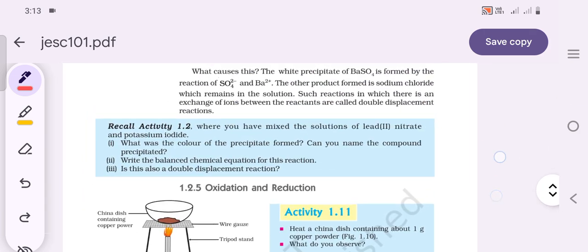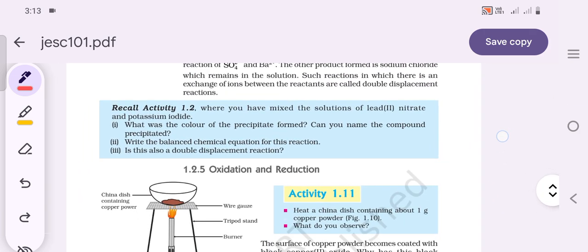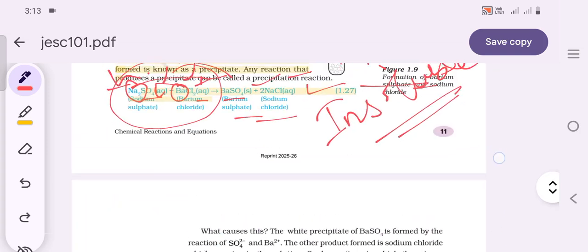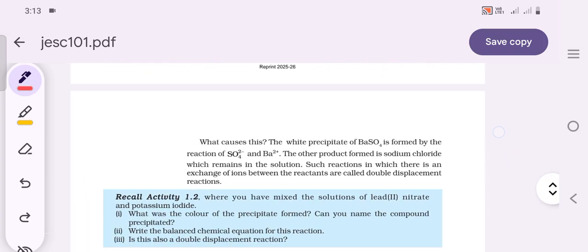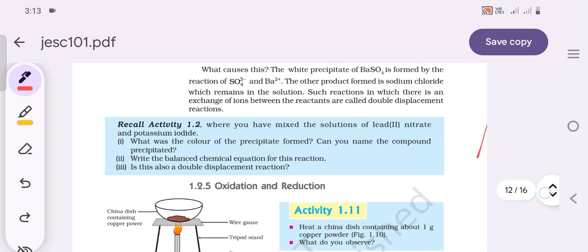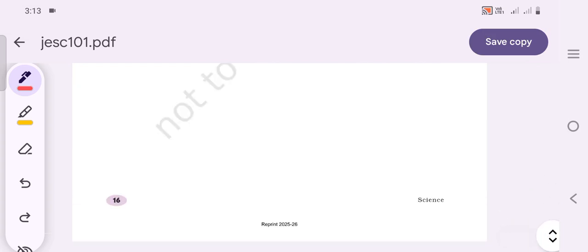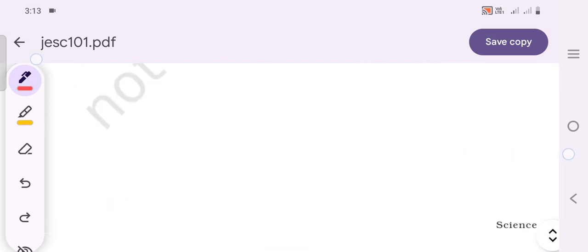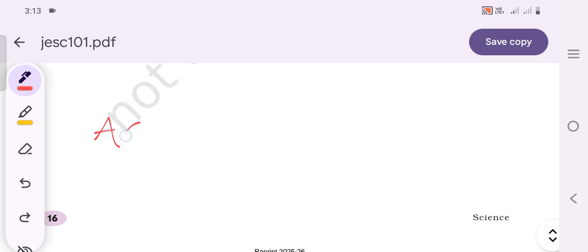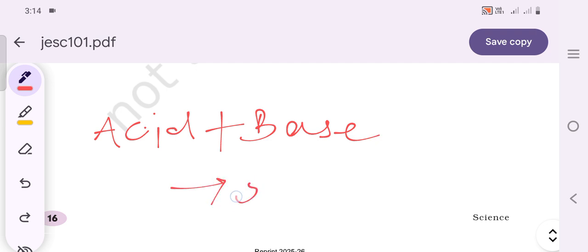is over. Now let us know about the neutralization reaction, which is not written, but still let us go through it. Neutralization reaction means when an acid reacts with a base, it forms the respective salt plus water.